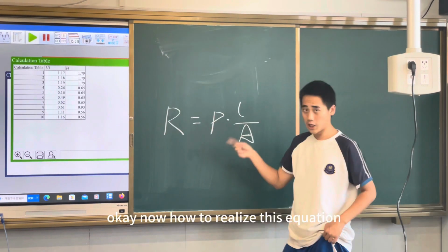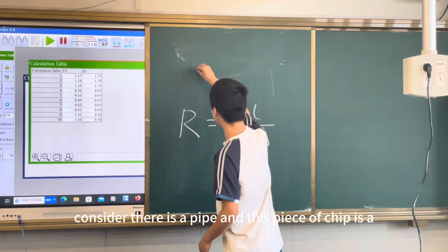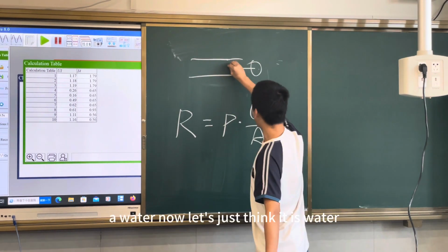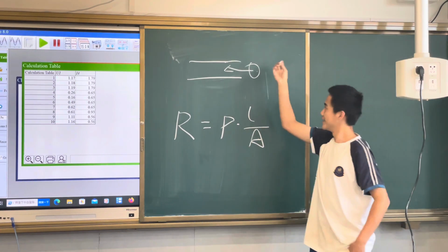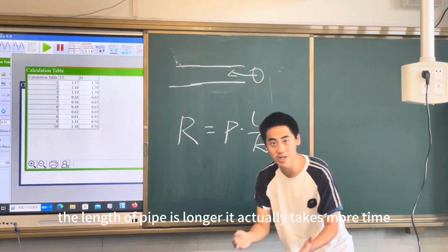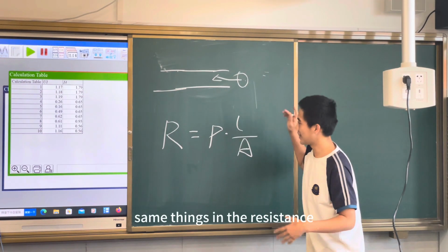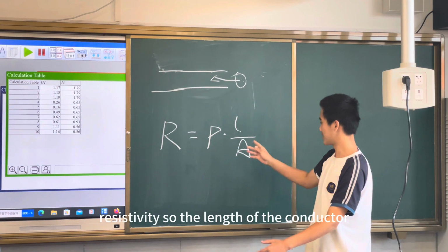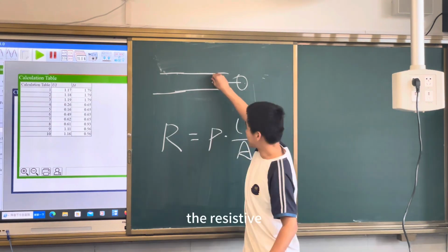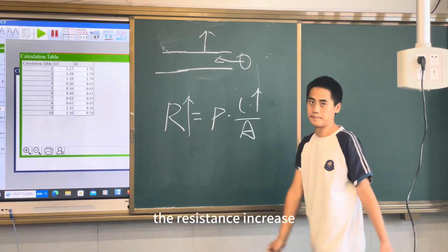Okay, now how to realize this equation? Let's just think about a pipe. Consider there is a pipe, and this is water. Once the length of the pipe is longer, it actually takes more time for the water to pass that pipe. So same thing in the resistivity. The length of the conductor, the wire, increases, the resistive force increases, so the resistance increases.